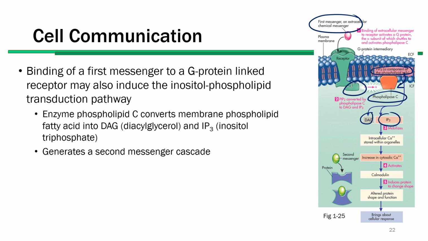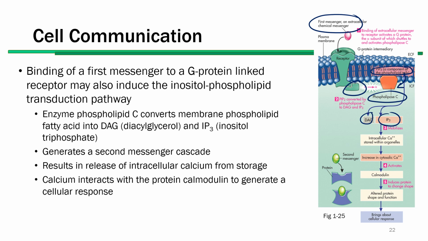They will then generate a second messenger cascade that's going to result in the release of intracellular calcium from storage. Calcium interacts with the protein calmodulin, and then that, just like the kinases in the previous slide, is going to alter the protein shape and cause a cellular response.